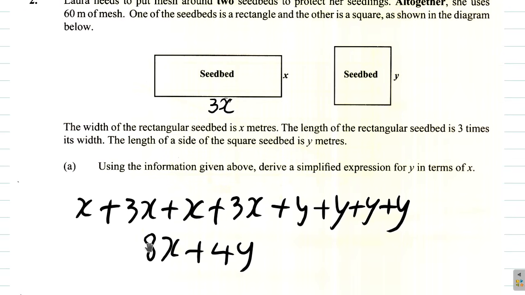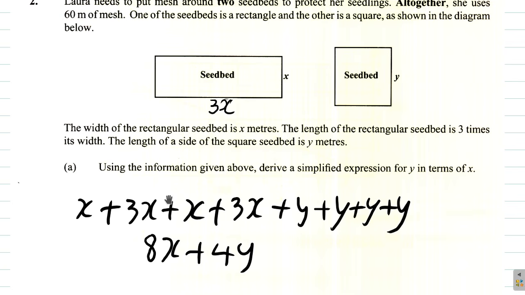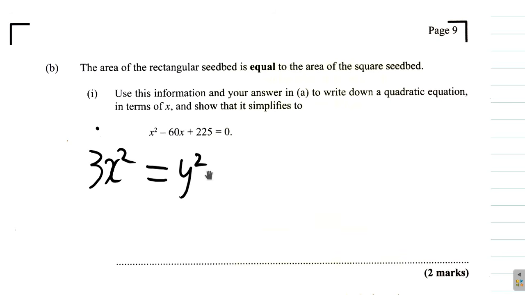So you're going to write that 8x, remember, you got this from adding up the length of the seed bed around the rectangle and the square, right? So what you will have is 8x plus 4y is equal to what? Equal to 60, of course. 8x plus 4y is equal to 60. Alright?